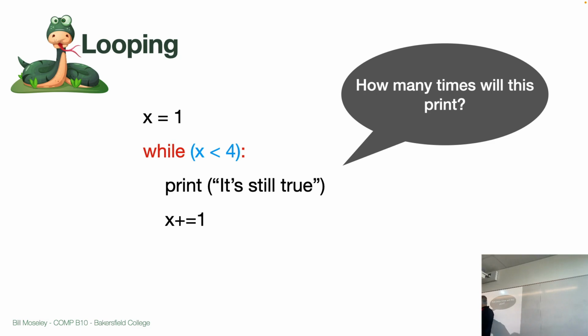Because the first time it prints, x is equal to 1, then it adds 1, x is equal to 2, it'll print, x is equal to 3, still less than 4, prints, and then right here, x becomes 4. So it comes back to this statement, while x is less than 4, it says no, it's not less than 4, and it will go on to whatever code is beyond the loop, or it will terminate the program if there's nothing left. But it will print it's still true 3 times.